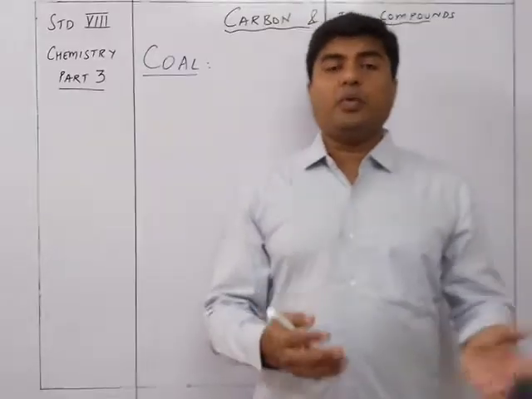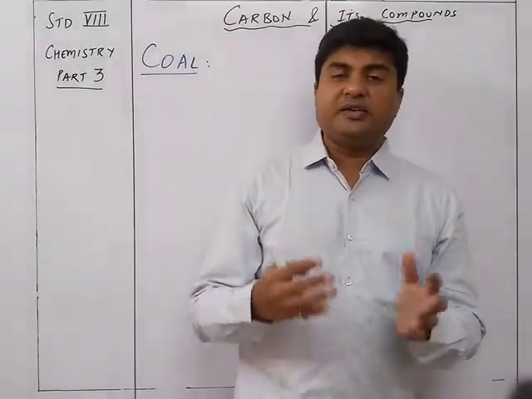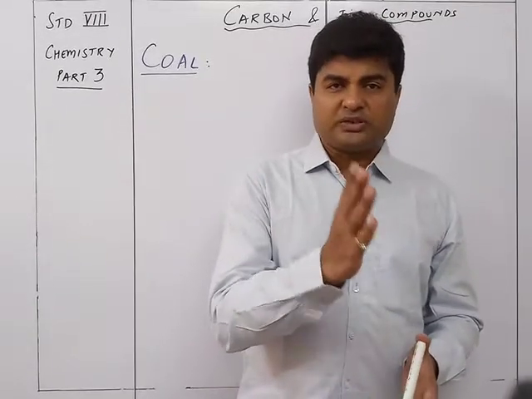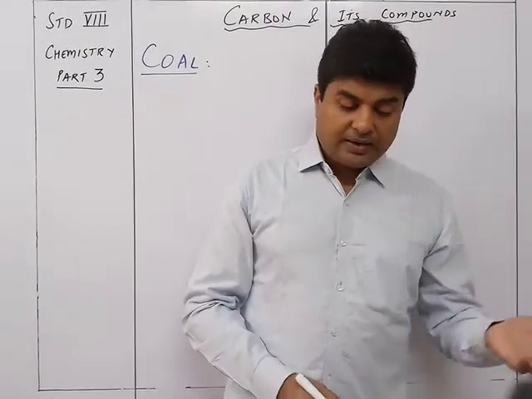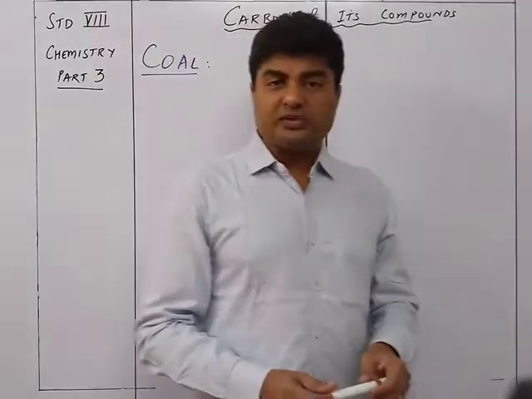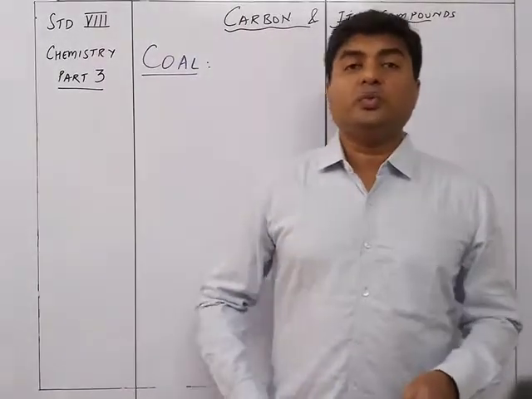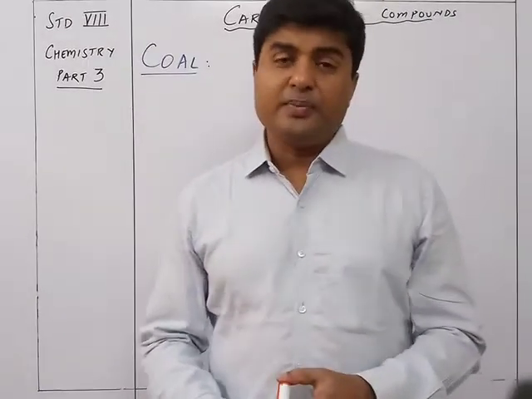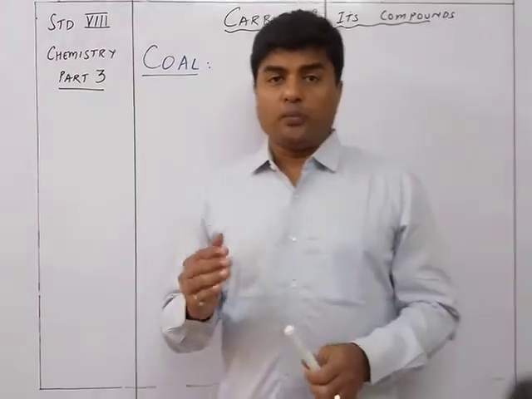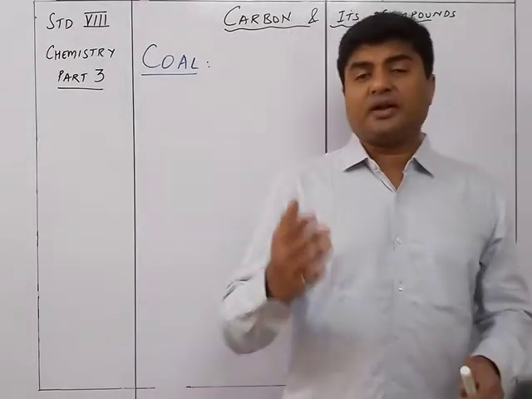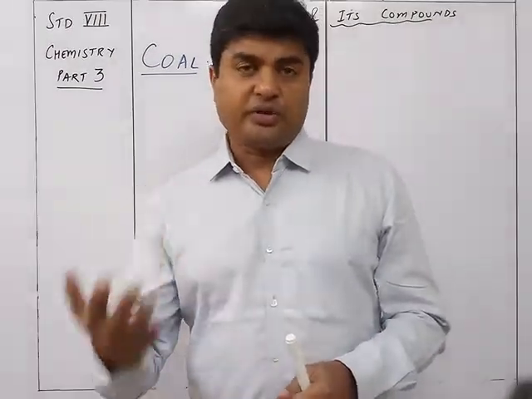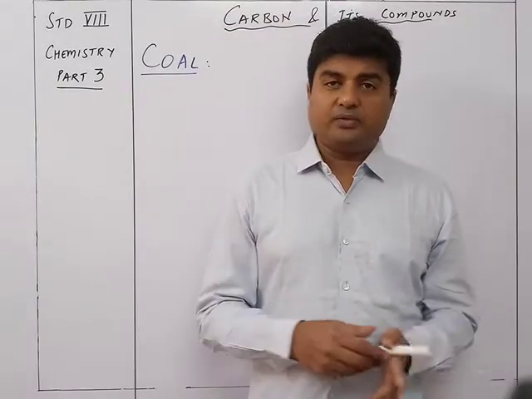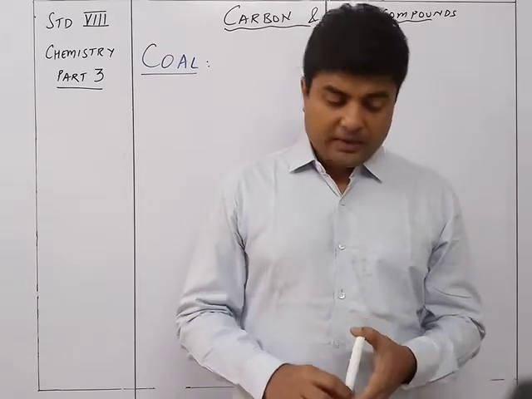Depending on the percentage of carbon present, coal can be differentiated into, first, peat coal, which has only 16% carbon in it. Then lignite coal, which has 65% carbon. Then bituminous coal, which is 85% carbon. And finally anthracite, which has 90% carbon. So depending upon the percentage of carbon present in the coal, the heat capacity of the coal keeps on increasing.